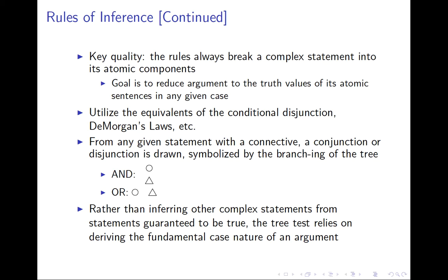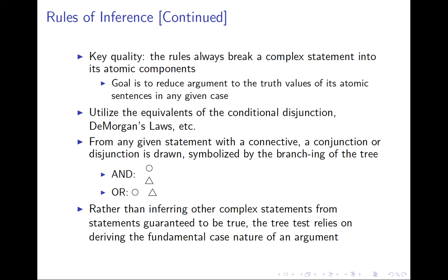A key quality of all of the rules of inference is that they always break a complex statement into its atomic components, because the goal of the test is to reduce an argument to the truth values of its atomic sentences in any given case. This utilizes the equivalence of the conditional and disjunction, De Morgan's laws, etc., which we derived previously in the natural deduction setting. So, from any given statement with a connective, a conjunction or disjunction can always be drawn, symbolized by the branching of the tree as vertical or horizontal.